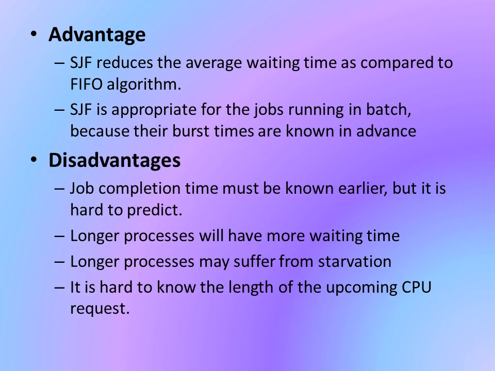This is because moving a shorter process before a longer process decreases the waiting time of shorter processes and increases the waiting time of longer processes. However, when the average waiting time is calculated, there is an overall decrease in average waiting time. And so we can say that shortest job first reduces the average waiting time of the processes. Second, shortest job first is appropriate for the jobs running in batch because their burst times are known in advance.